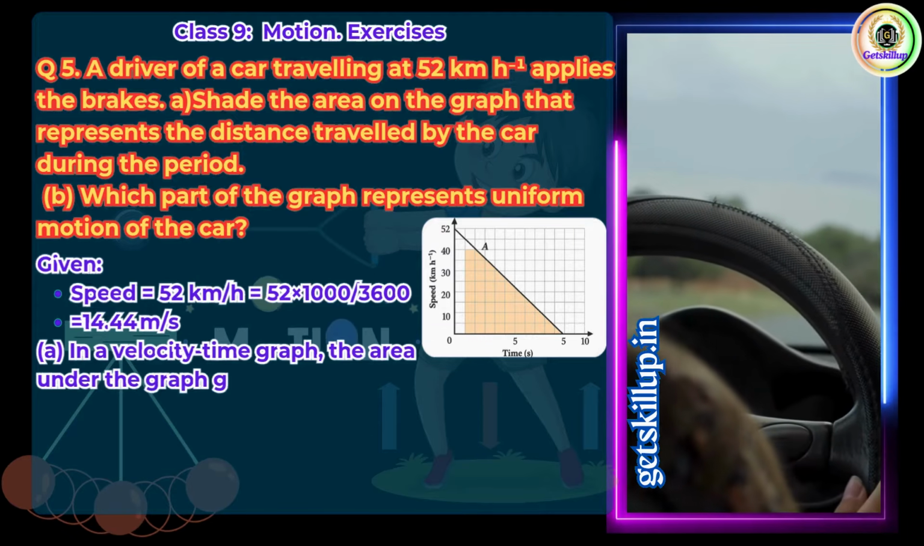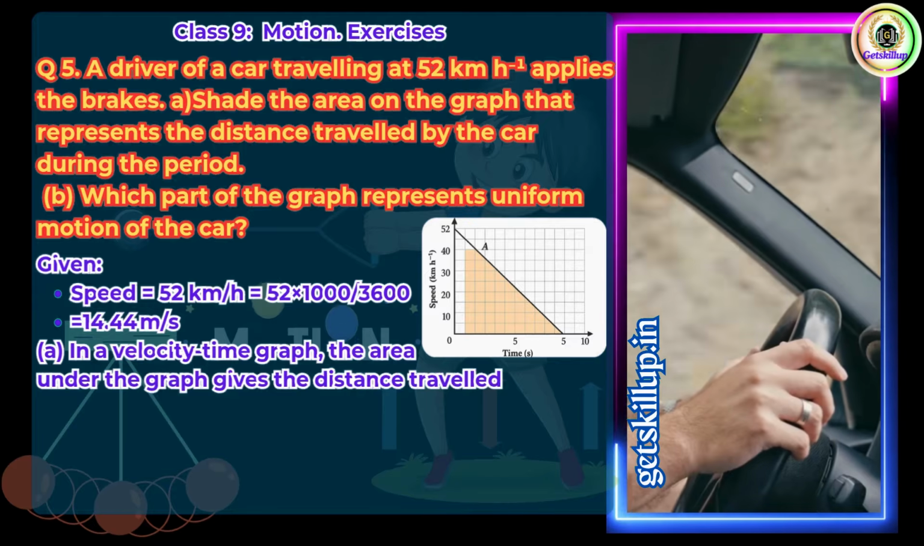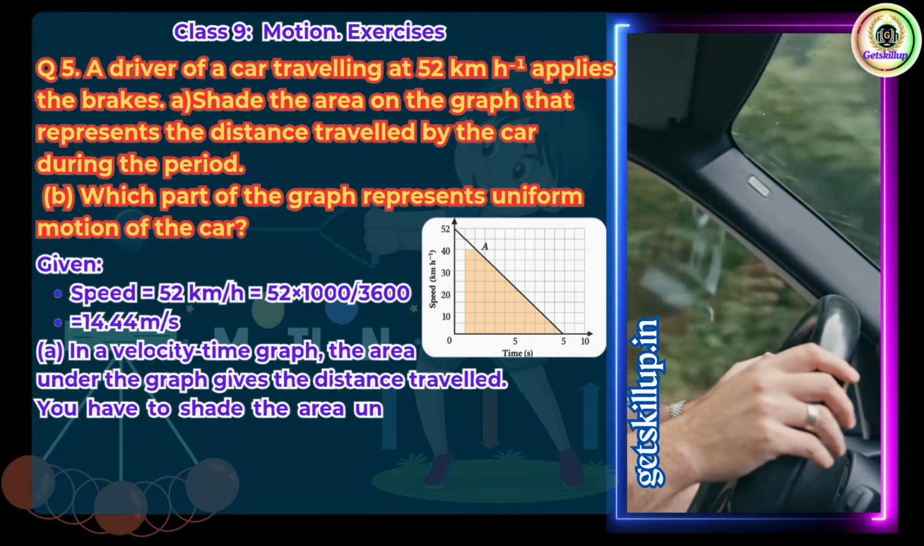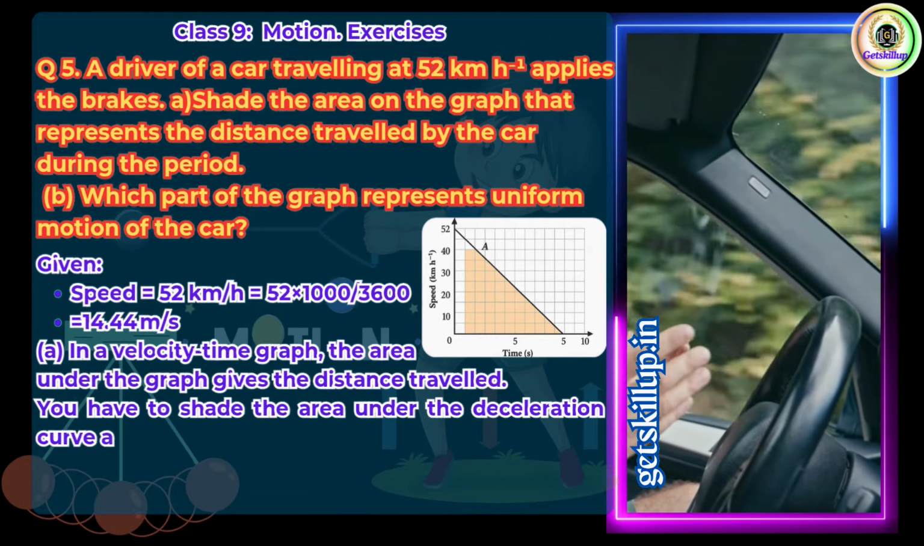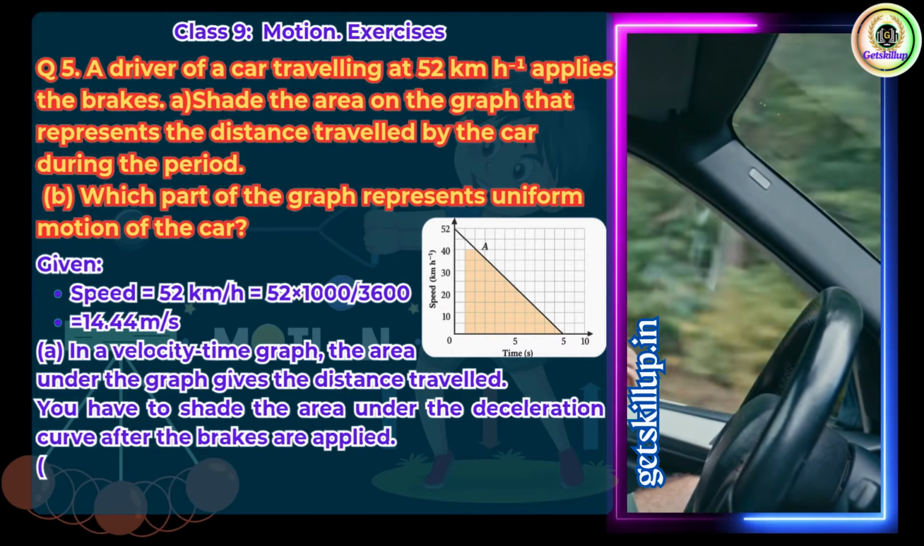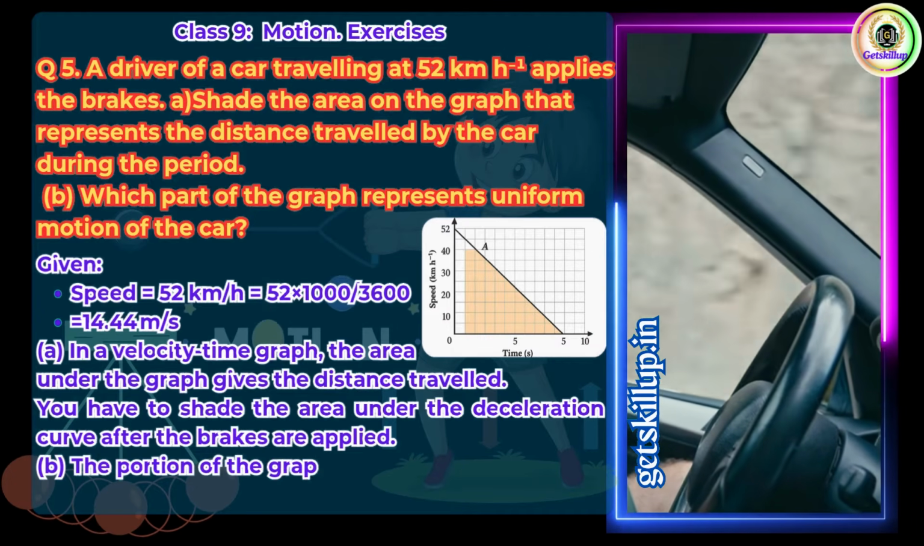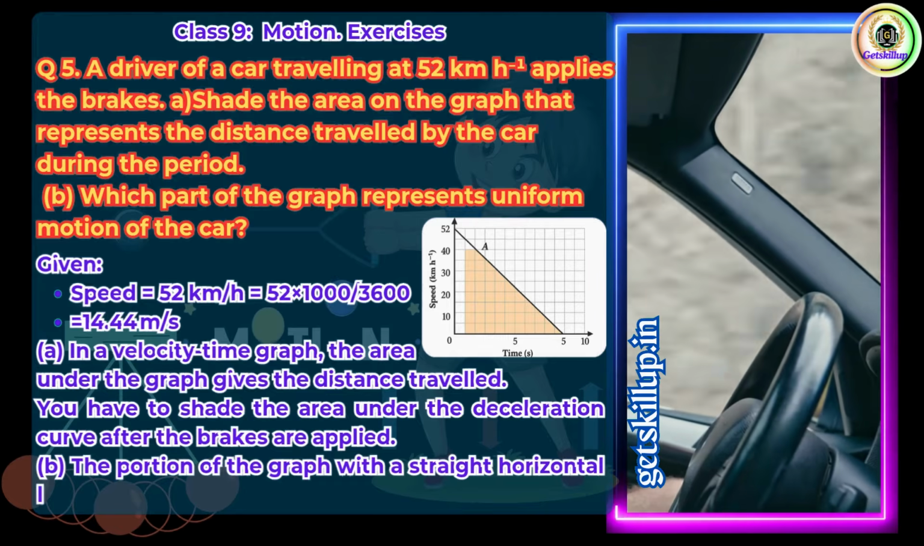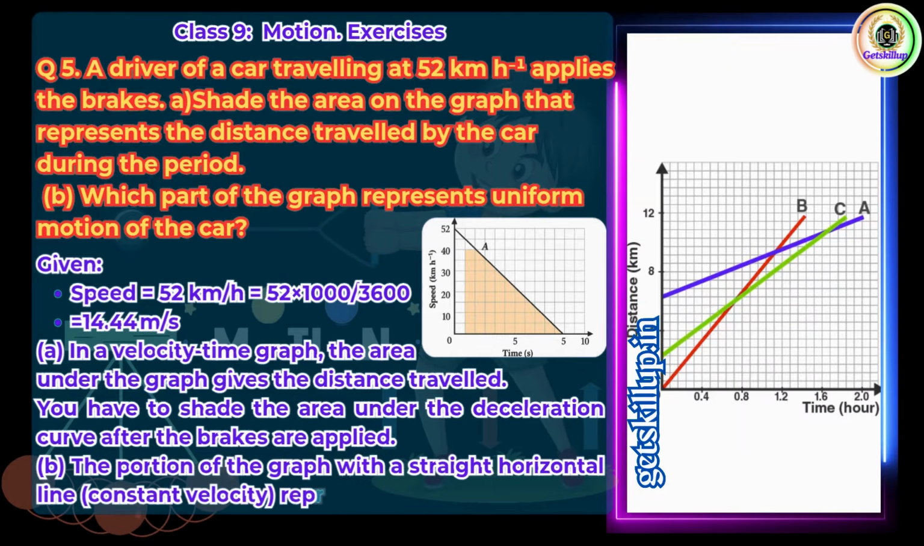A. In a velocity time graph, the area under the graph gives the distance traveled. We have to shade the area under the deceleration curve after the brakes are applied. B. The portion of the graph with a straight horizontal line, constant velocity, represents uniform motion.